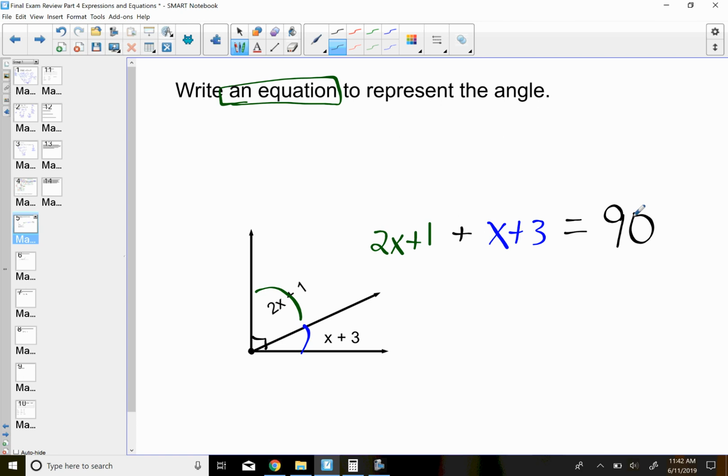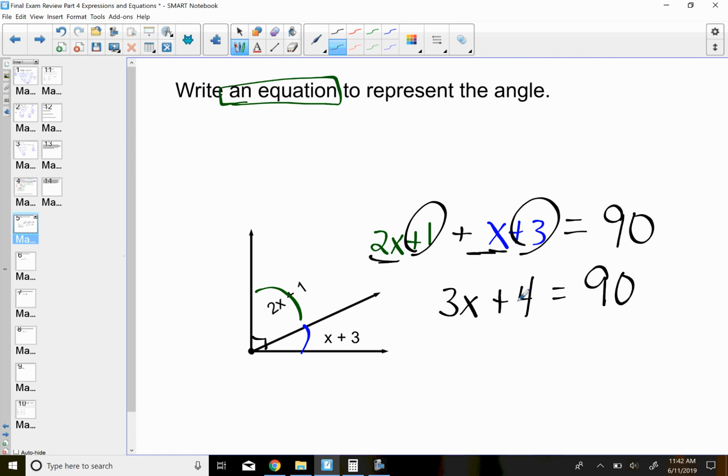Now to be a little bit more efficient, right, if this is multiple choice, you know they're going to combine like terms. 2 x's and 1 more makes 3x, and 1 plus 3 would be 4. So my official equation is 3x plus 4 equals 90.